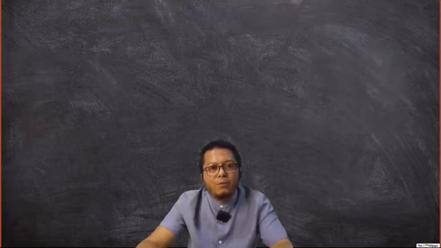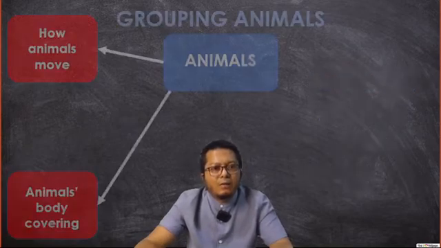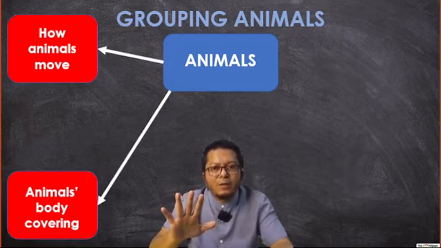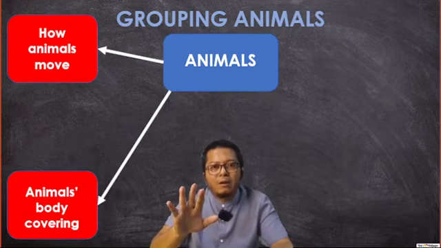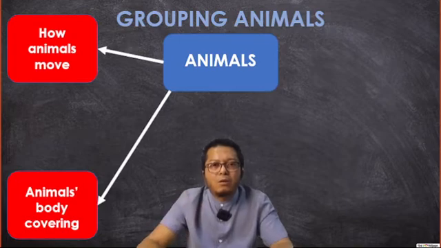So before we move on to the new topic of what animals eat, let us recap the last 2 weeks' lessons. The lesson that we have learned is about grouping animals by how animals move. There are 5 ways on how animals move. One is some animals, when they want to go from one place to another, they run or walk. Some animals jump. Some animals fly. Some animals swim, and some animals crawl.